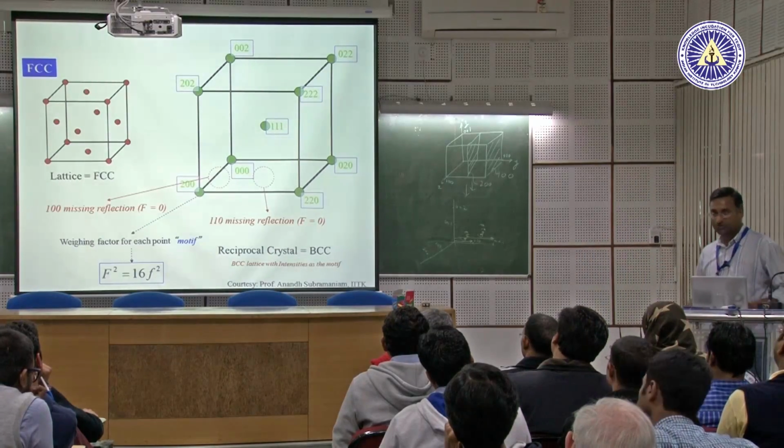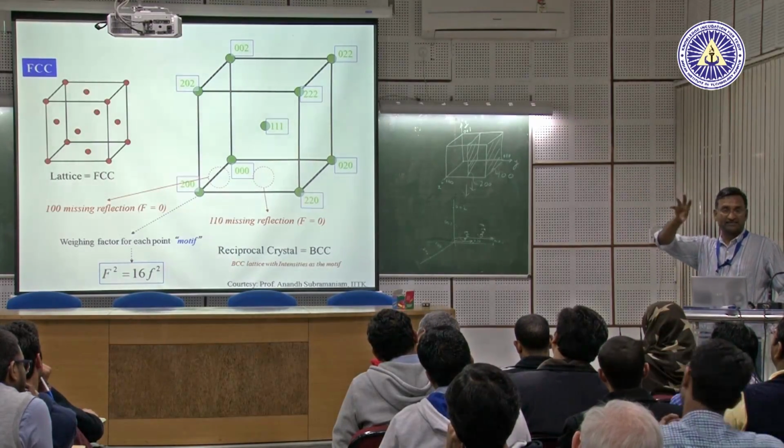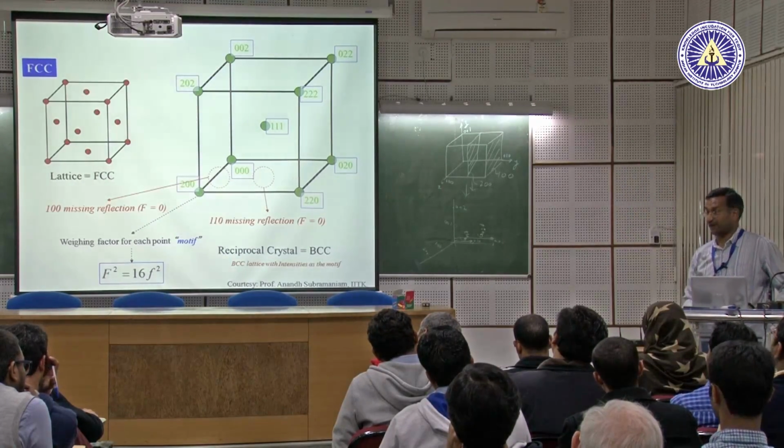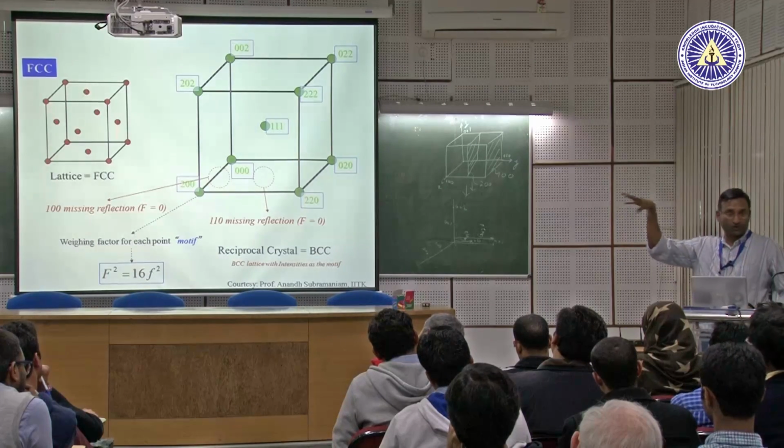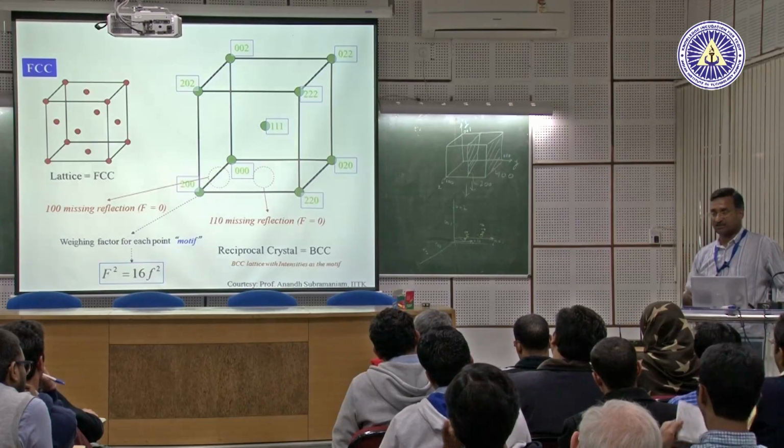So this is one utility of reciprocal space, that you can determine for a given lattice what are the lattice points which are going to diffract. So whatever is present in reciprocal space decorated with certain intensity will diffract, others will not diffract.